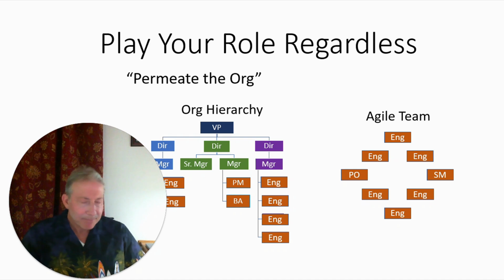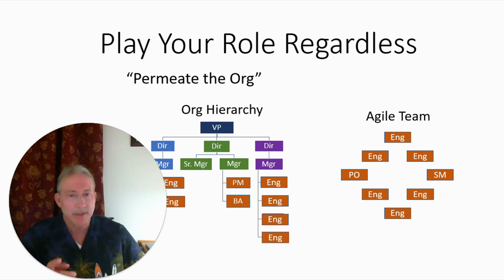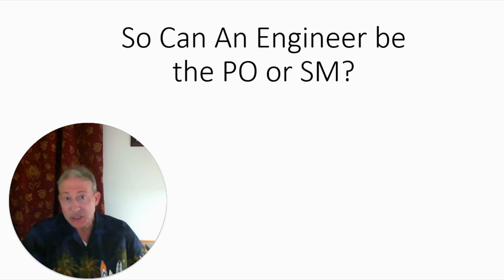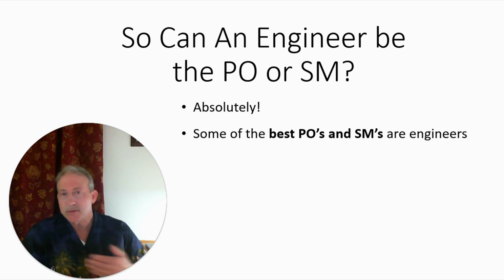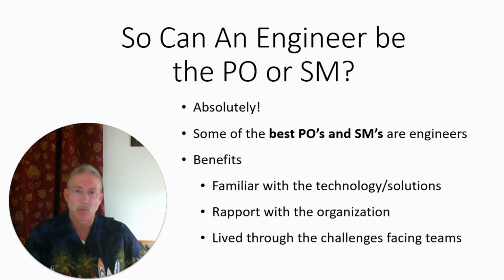So that PO is really the PM under the hierarchy, and that Scrum Master is really the BA under this green hierarchy. They know who's who. So then can an engineer be the PO or Scrum Master? Absolutely. Some of the best POs and Scrum Masters, in my opinion, are engineers. Why? They're familiar with technology and the solutions that the company builds. They have a rapport with the organization already, and they've lived through some of the challenges facing teams.